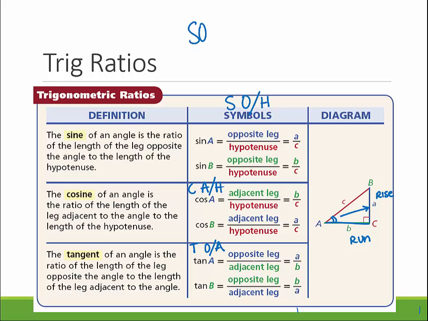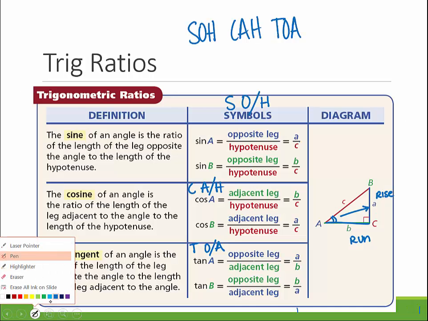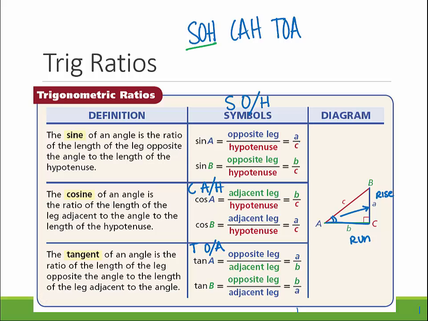So if you've ever heard of SOHCAHTOA, it's a little mnemonic that kind of helps you group things together. Sine is opposite over hypotenuse, SOH. Cosine is adjacent over hypotenuse, CAH. And then tangent is opposite over adjacent, TOA. SOHCAHTOA. It's also important to remember that we don't write these words out all the time. The abbreviation of sine is S-I-N, cosine is C-O-S, and tangent is T-A-N.